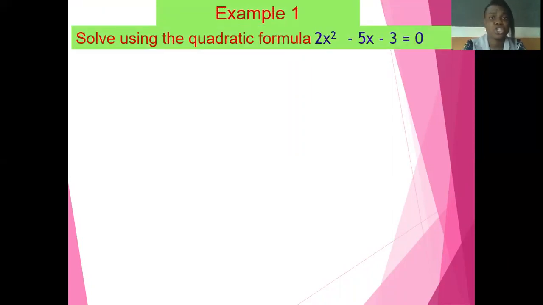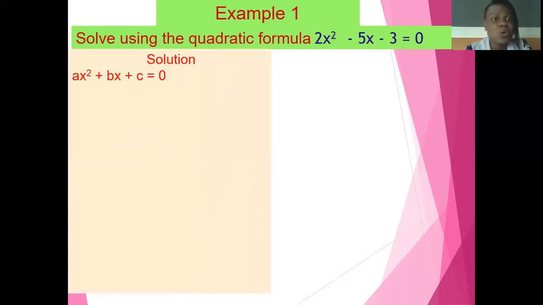Now let's see how it works. How does it work? Like I said, once you know the formula, you're good to go. So look at this quadratic equation, 2x squared minus 5x minus 3 equals 0. I hope you guys are still following, okay? Don't worry, if you're getting tired, you can drink some water or take a break and come back. So 2x squared minus 5x minus 3 equals 0.